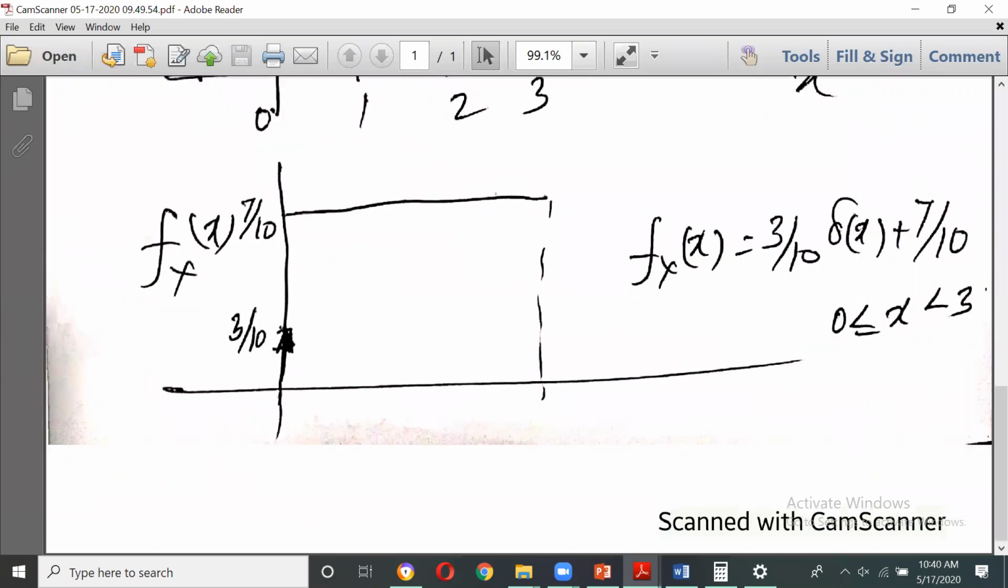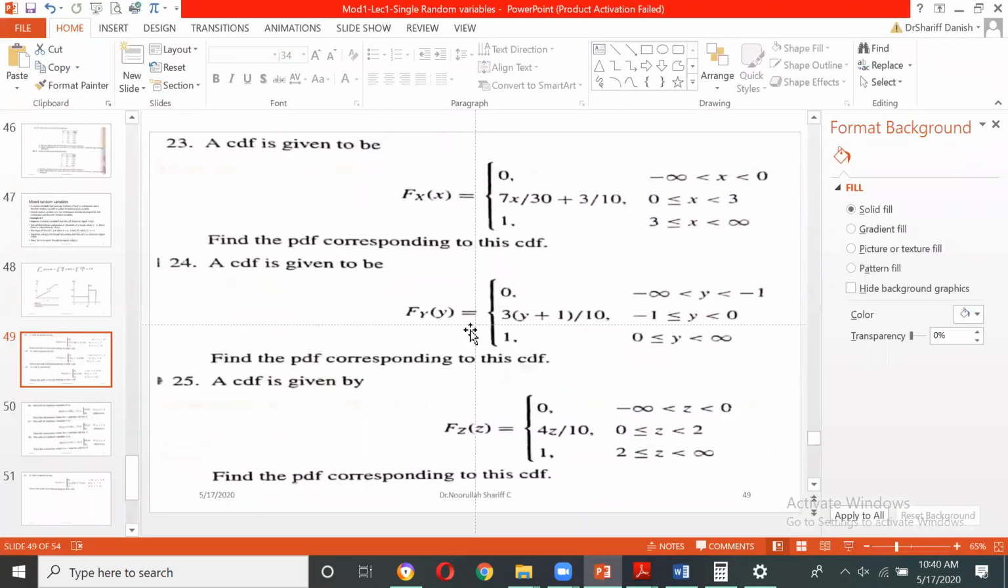Now in the same way, we can try to solve the next numerical also. Here, it is 0 between minus infinity and minus 1. The plot will be a little different. Between minus infinity and minus 1, the variable here is y, not x. On the x-axis, you should write y, and on the y-axis, you should write F_Y(y). So it will be 0 between minus infinity to minus 1. Between minus 1 to 0, it will be this equation.